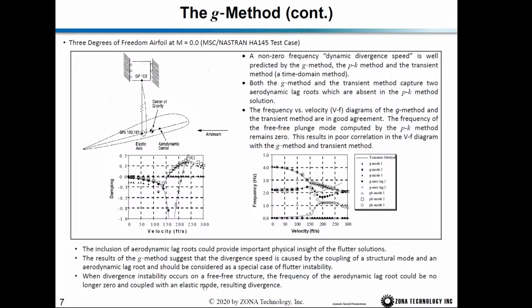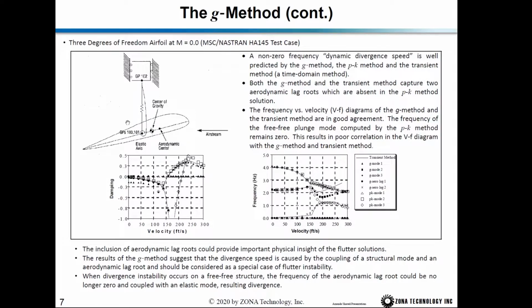And what's the difference between the PK method flutter solution and the G method flutter solution? We found that usually, I would say 98% of the time, they will be identical. However, in a few cases, they show a difference in the VF diagram. What is shown here is a 2D airfoil in incompressible flow, and structurally this point is attached to another grid point, and this grid point can move freely up and down.